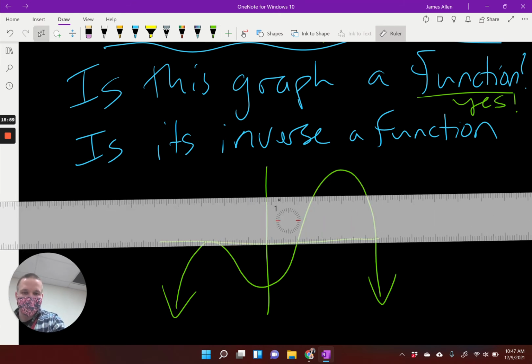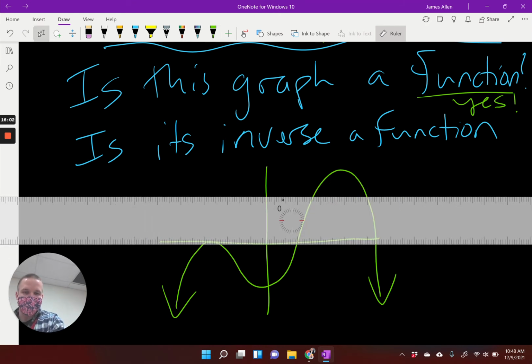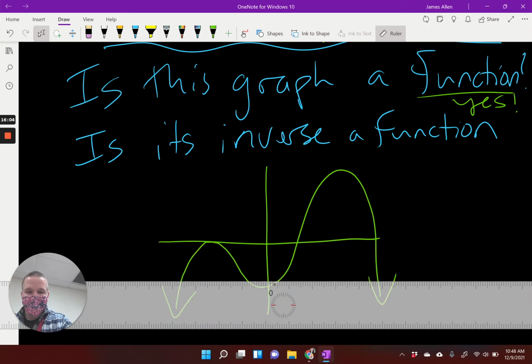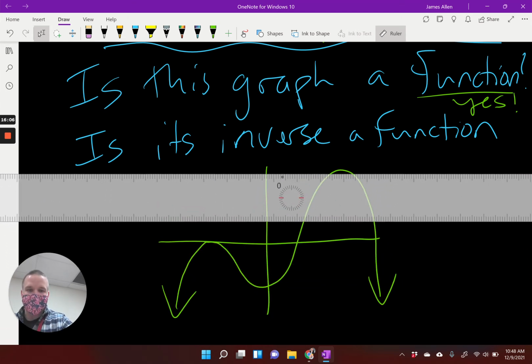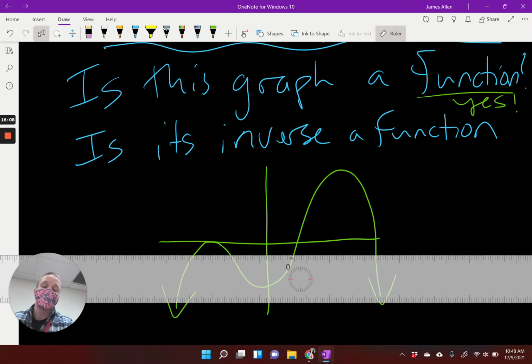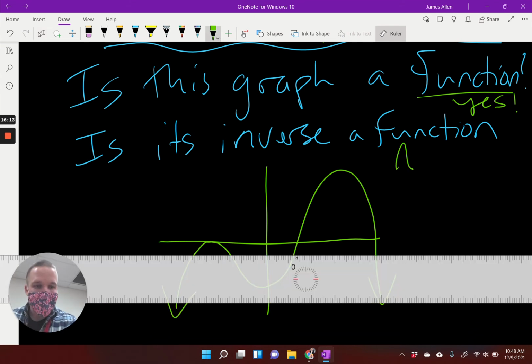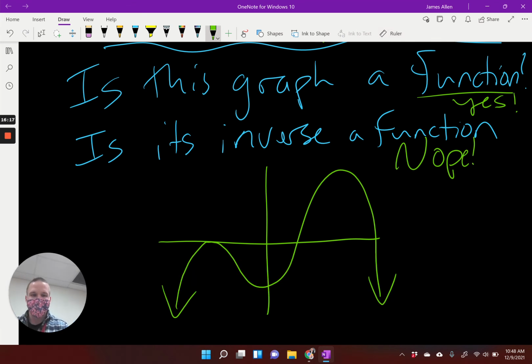All right. Now, for its inverse, I'm going to have to do the horizontal line test. Let me throw that at 0 degrees. Come on now. There we go. All right. Does it ever cross through more than once? Oh, yeah, all the time, right? This is a quartic function, degree of 4. So, nope. There we go. All right.